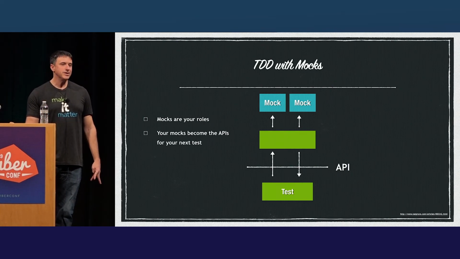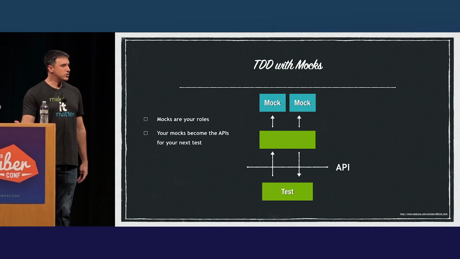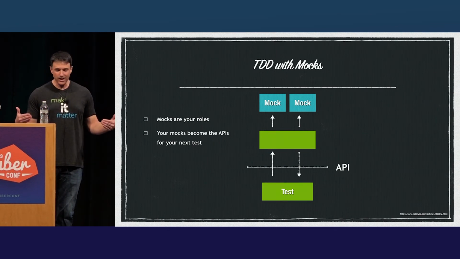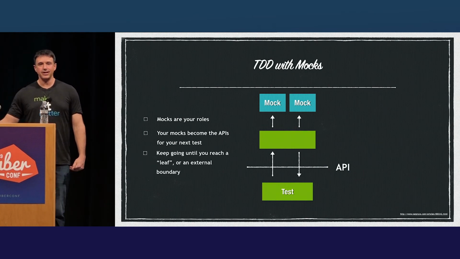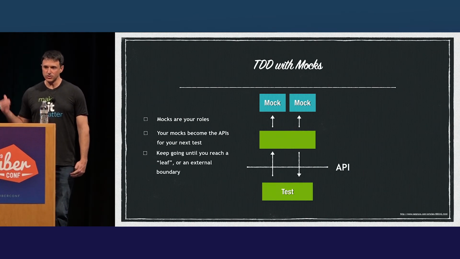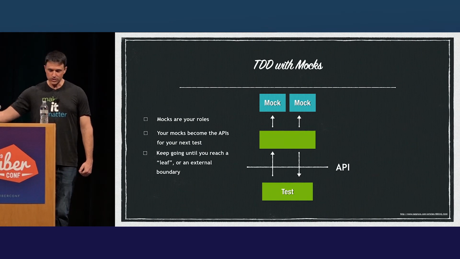So you've got a working test here, so your next test is going to be against those blue things. It's going to be the API created by those, and you keep working back until you hit a boundary, or what they call a leaf, which means there's no other dependencies, and you can just use classic TDD on it.